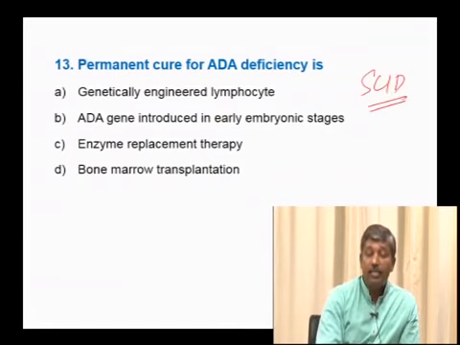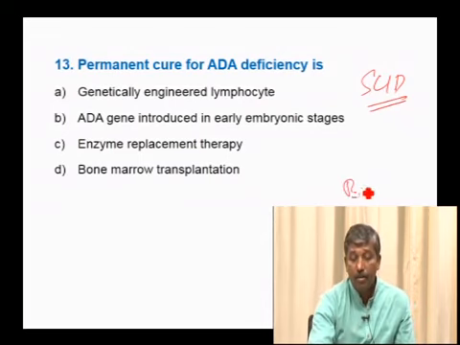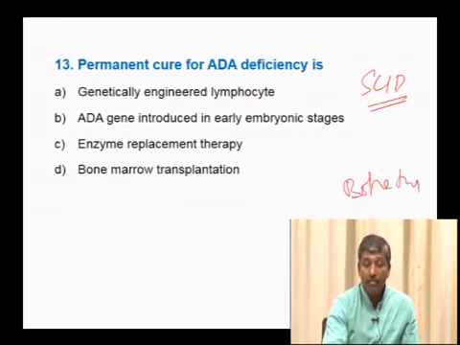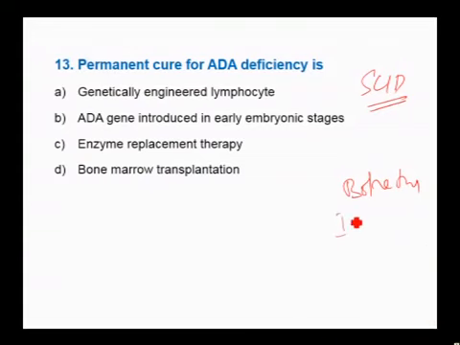This can be treated by 4 methods. 3 are temporary and 1 is a permanent cure. Either by bone marrow transplantation, by infusion of genetically engineered lymphocytes, that is lymphocytes taken from the patients and introduction of the normal gene that expresses the ADA enzyme. Here genetically engineered lymphocytes are again only a temporary cure for ADA deficiency.